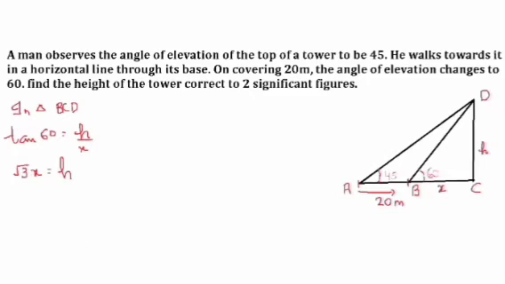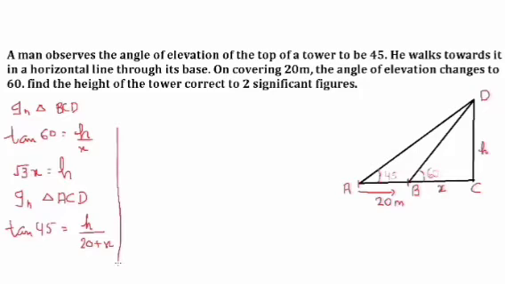Now I am taking the bigger triangle, triangle ACD. Now it is given tan 45. I am taking tan 45, perpendicular upon base. Perpendicular is again h and base is 20 plus x. So from here, tan 45 is 1. If tan 45 is 1, I can write 20 plus x is h, because here the value of tan 45 is 1.